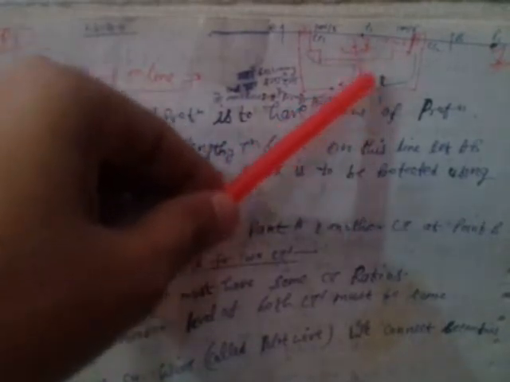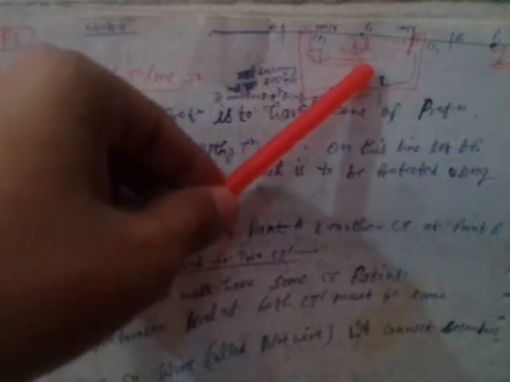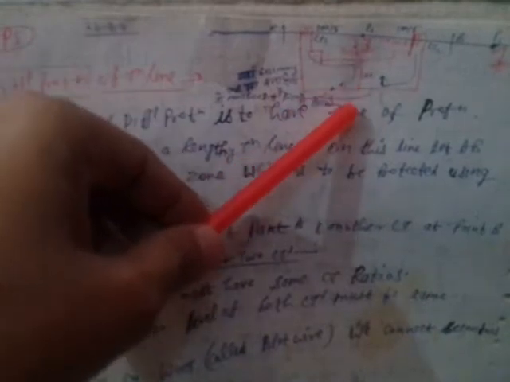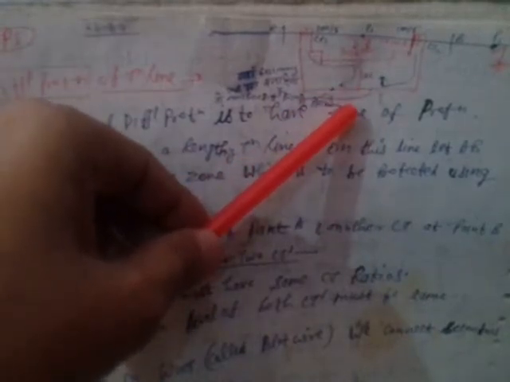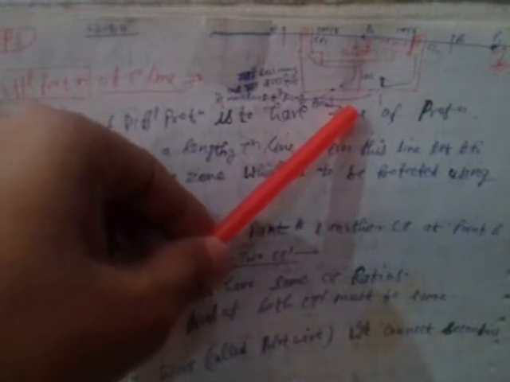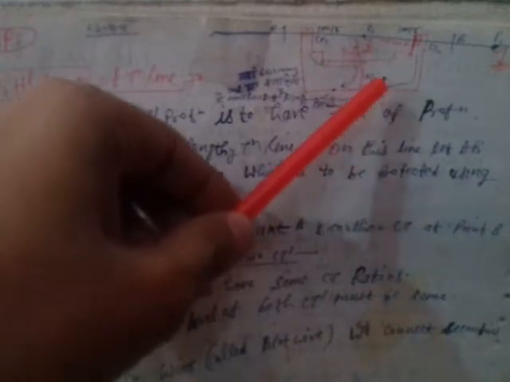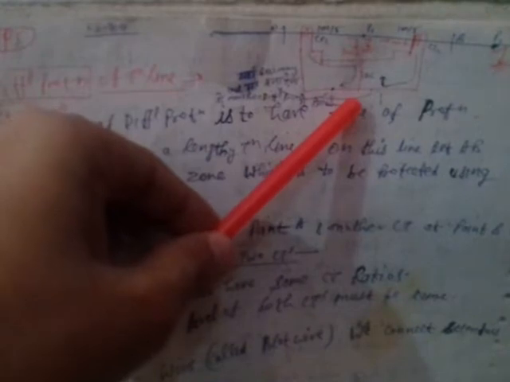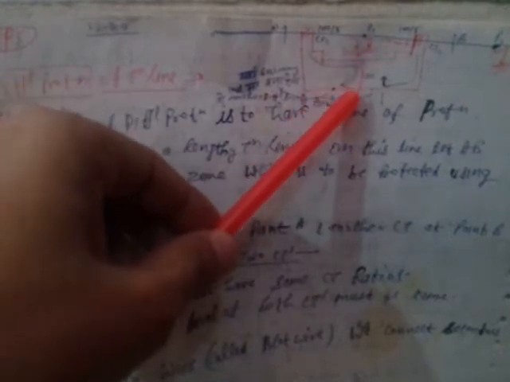So for the relay to operate, the difference of current in the operating coil must not be zero. Have you understood my point? And the relay will not operate if the difference of current in the operating coil is zero. And the relay will definitely operate if the difference of current in this operating coil is not zero.